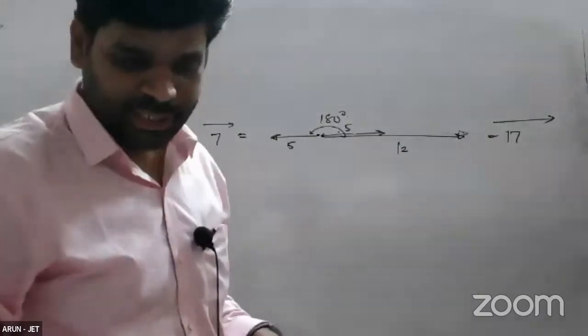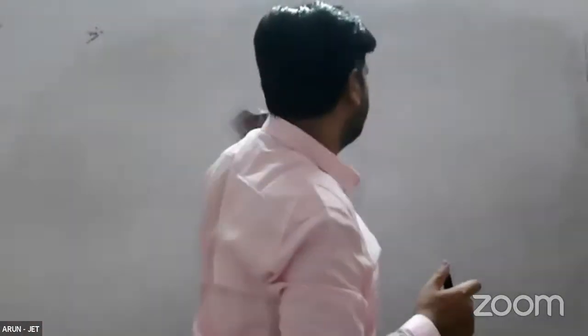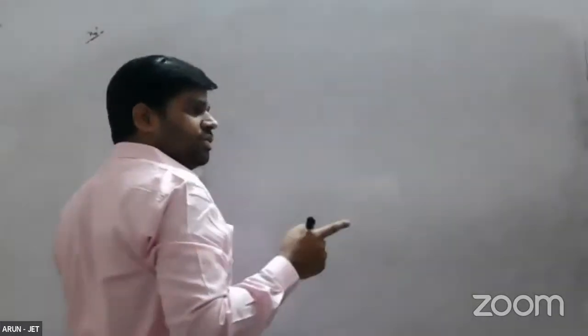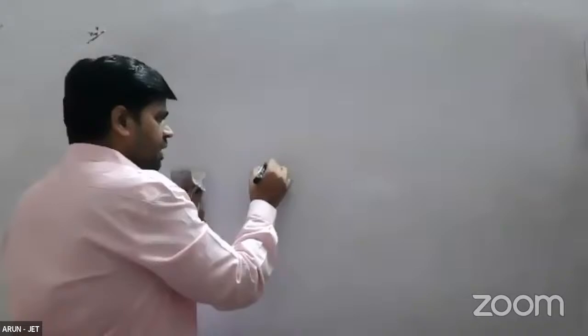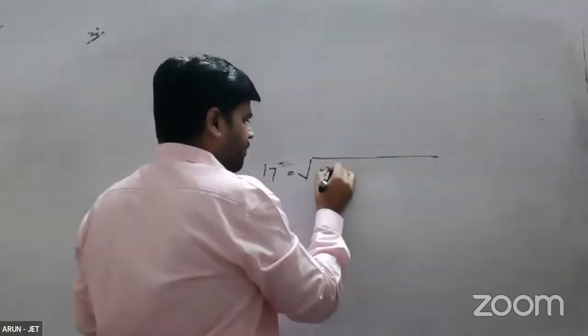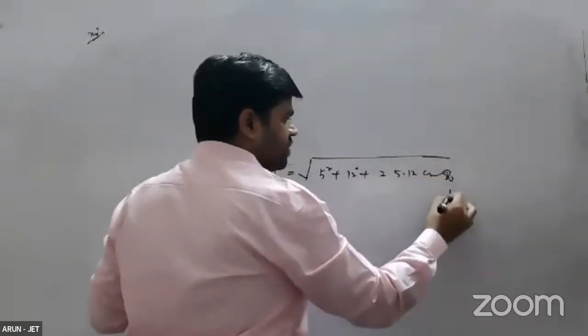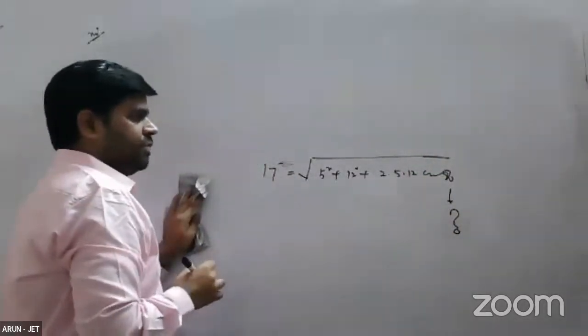Now, a student asks me to explain again. I've got two vectors, 5 and 12, and 5 plus 12 is 17. He's asking, for what angle theta between the two vectors is the resultant 17? I can use the equation R equals root of 5 square plus 12 square plus 2 into 5 into 12 cos theta, and find theta. This is one way of doing it.